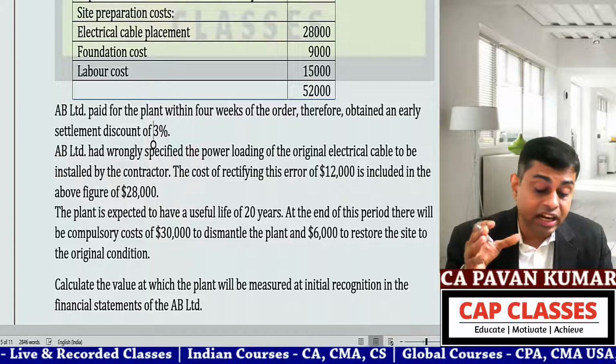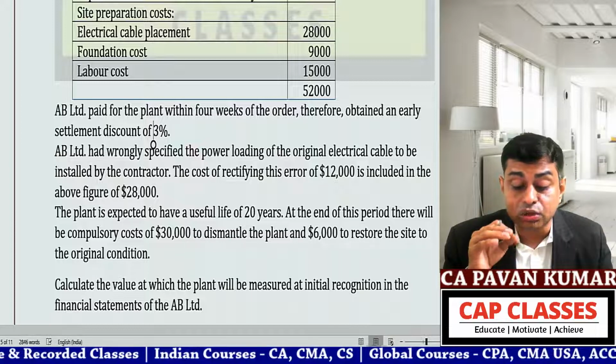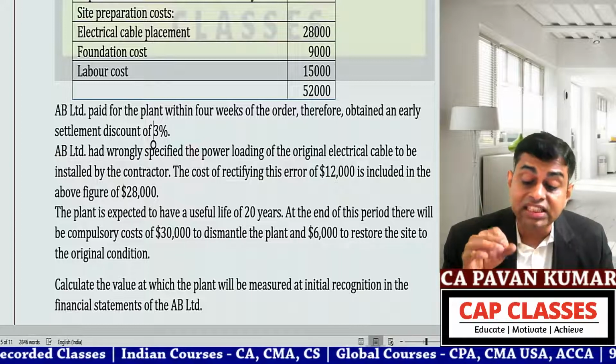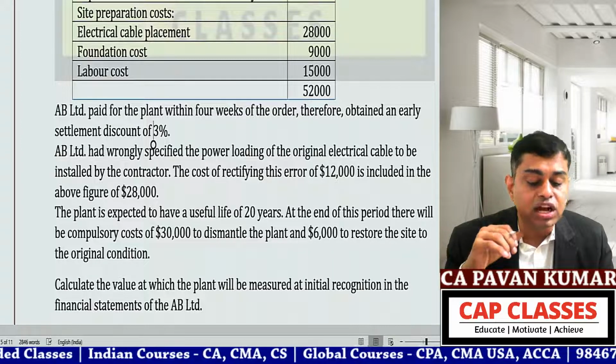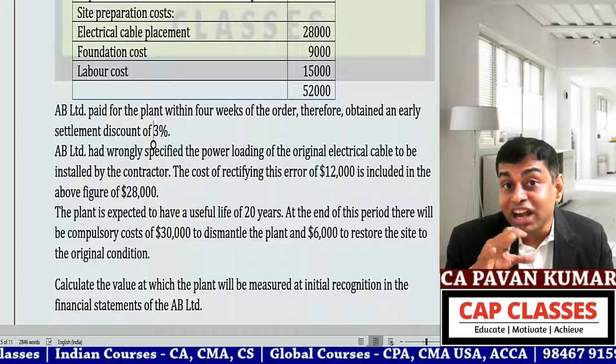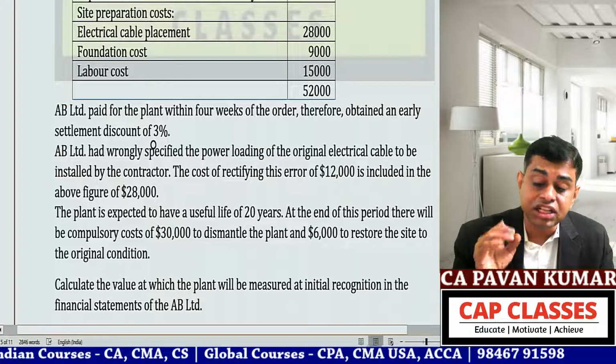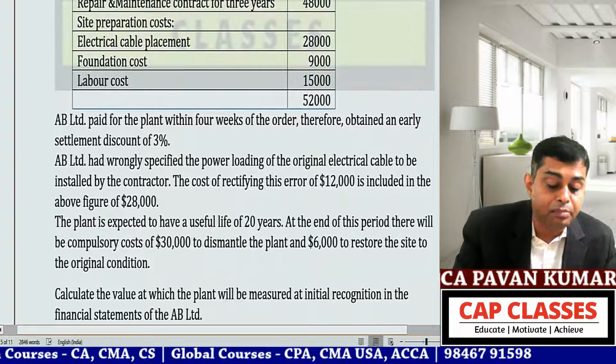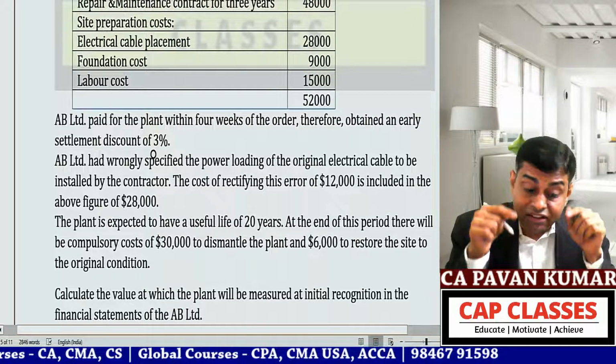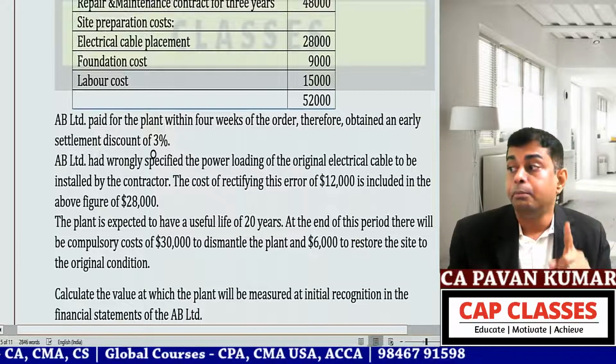Then the plant is expected to have a useful life of 20 years. At the end of this period, there will be a compulsory cost of 30,000 to dismantle the plant and 6,000 to restore the site to the original condition. Component 3, decommissioning. Calculate the value at which the plant will be measured at initial recognition in the financial statements of AB Limited. Solution is given in the document, but be a good student.